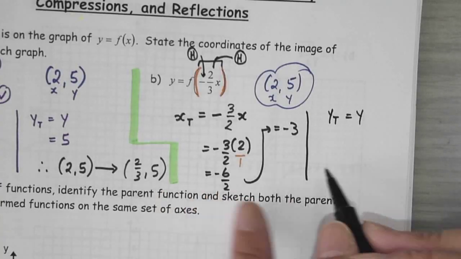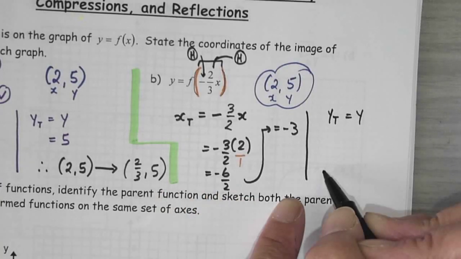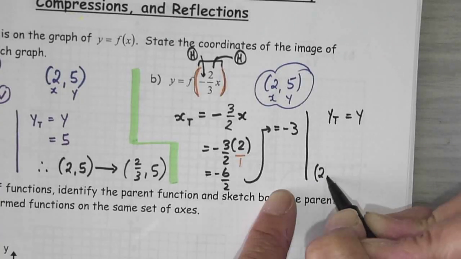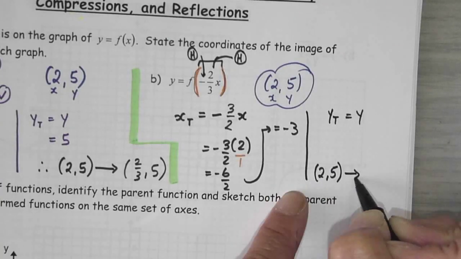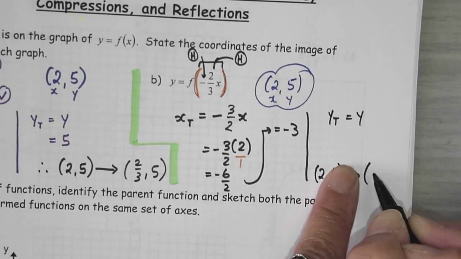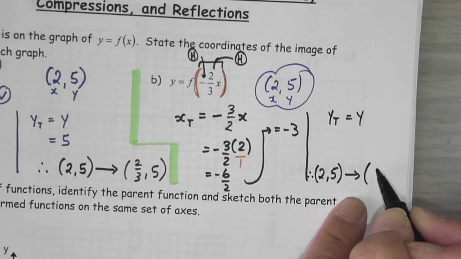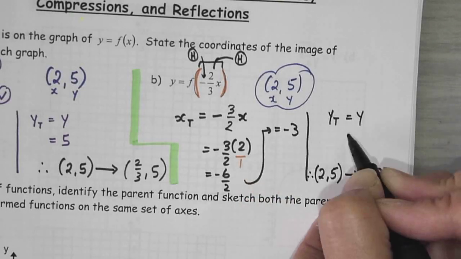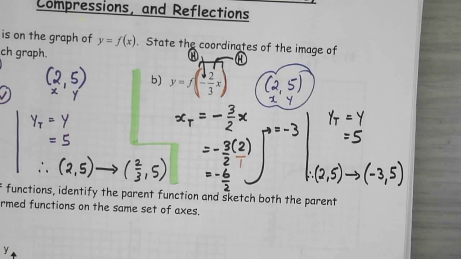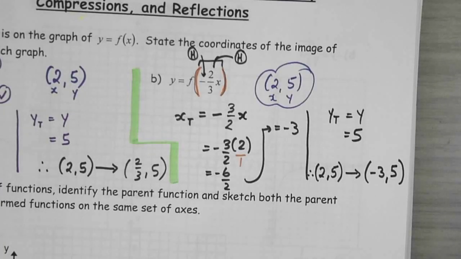So then, if you don't want to write the mapping point, you don't have to. You can just say therefore, and then give me your final answer. If you want to do it as a map, you can say that 2,5 was mapped to, you can do it this way, but I don't need you to. If you don't want to, you can just go straight to therefore, and then your answer is negative 3, and this is still 5, nothing changed. Okay?